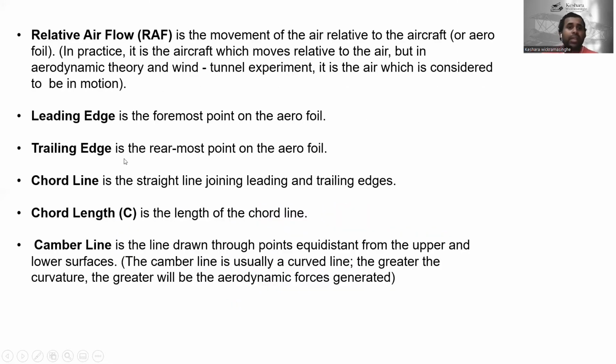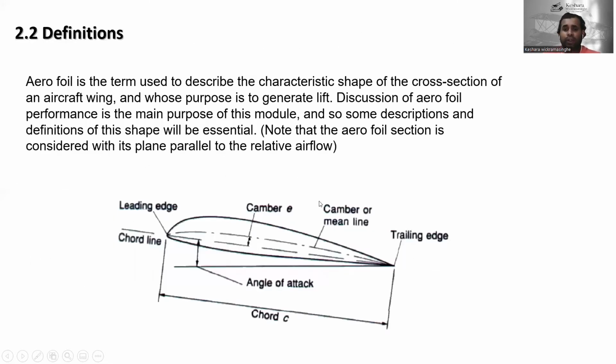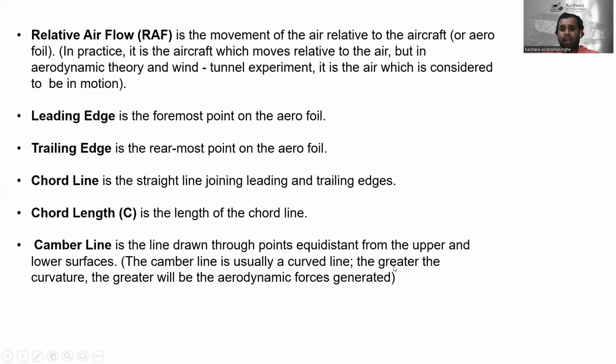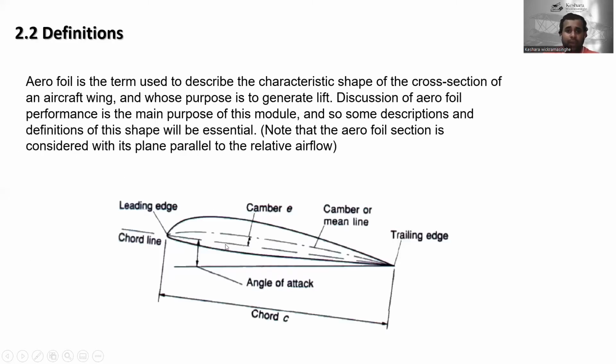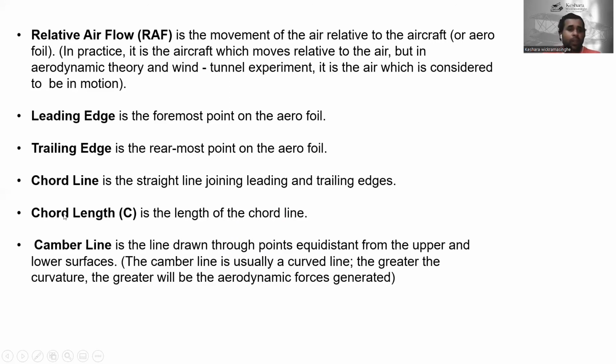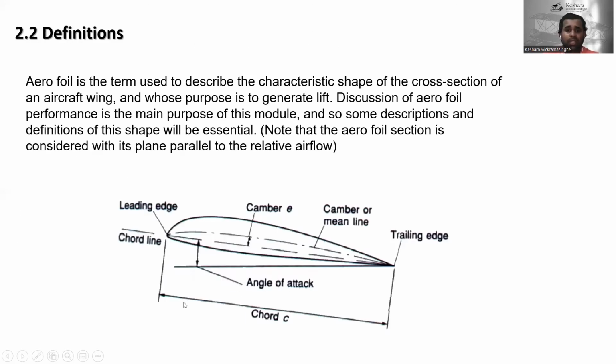Okay. And the trailing edge is the rearmost point of the aerofoil. This is the rearmost point of the aerofoil. Okay, and then the chord line is the straight line joining the leading and trailing edges. This is called the chord line. And the chord length, C, is the length of the chord line. Okay.